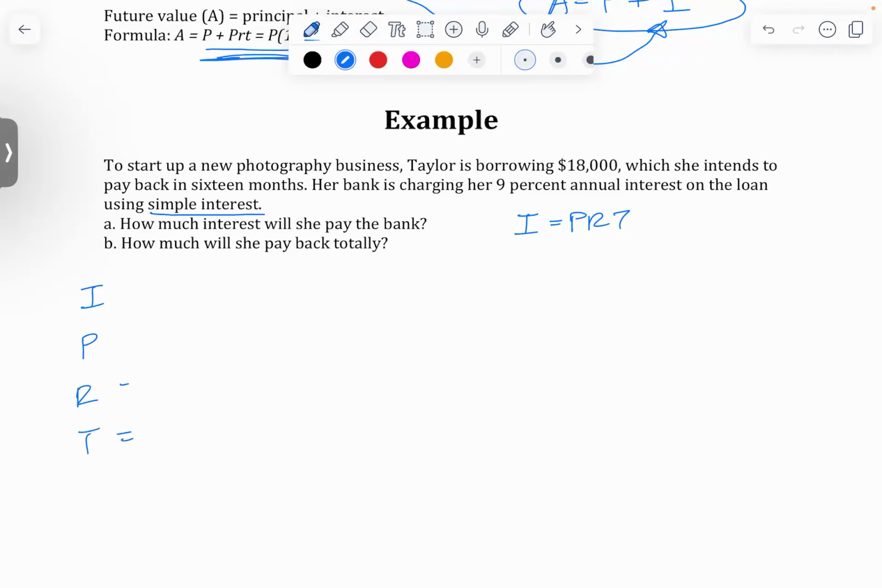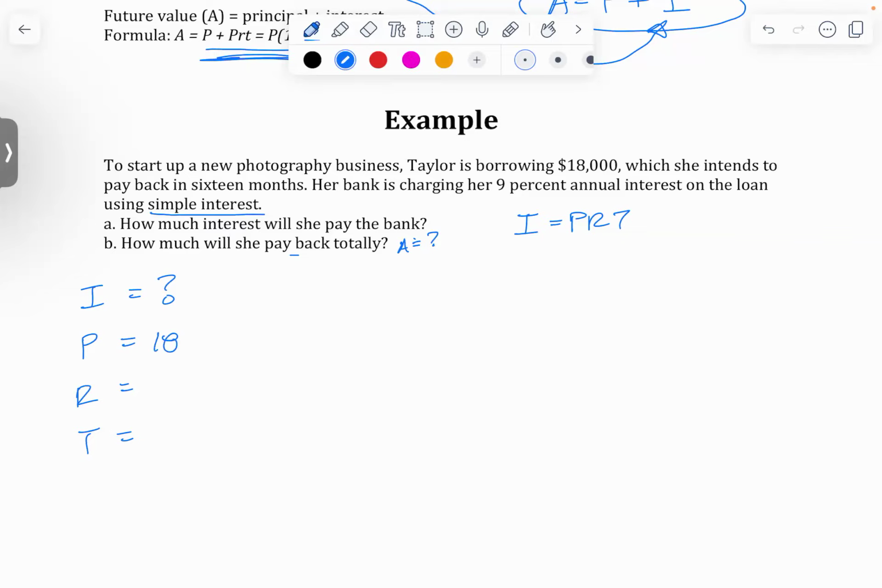And then it's just a matter of identifying the pieces of information. All right, so I, that appears to be, right? So questions are, how much interest will she pay the bank? How much will she pay back totally? So interest, that's what we're looking for. And on the second question, right, we are looking for future value here. That's what this one's going to be looking for.